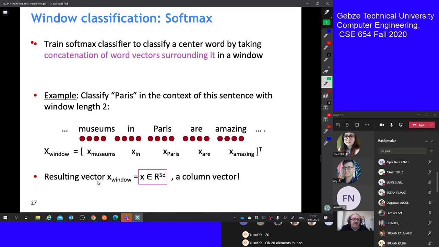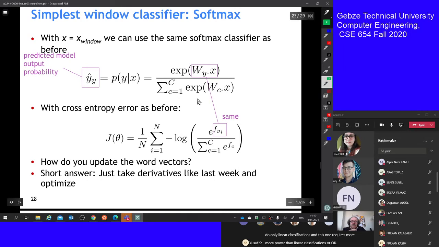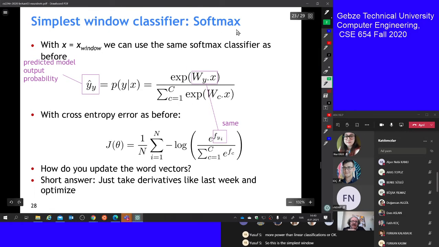Previously I obtained my vectors from word2vec or some other place. I could have done this using the softmax approach that I introduced before, but I don't want to do that because softmax can do only linear classifications, and this one requires more power than linear classifications. So this is the simplest window classifier, softmax. This is what we would have done.